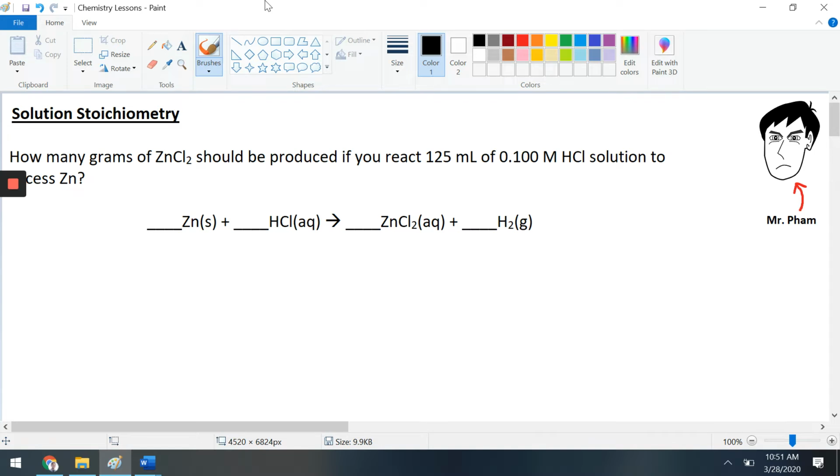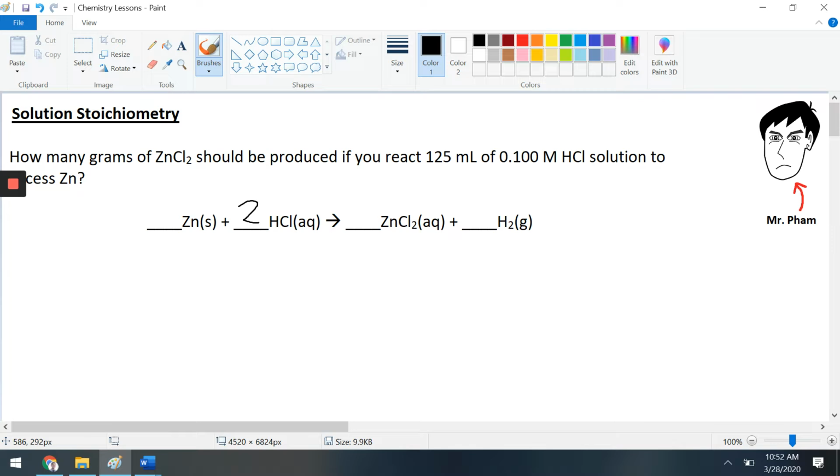Okay, so here's the equation given. Solid zinc is reacting with hydrochloric acid, which is HCl, and it produces zinc(II) chloride and of course hydrogen gas. First things first, you have to make sure the equation is balanced. So I'm going to go ahead and balance this. This should be 1 zinc, 2 hydrochloric acid or HCl, 1 zinc chloride, and of course 1 hydrogen gas.